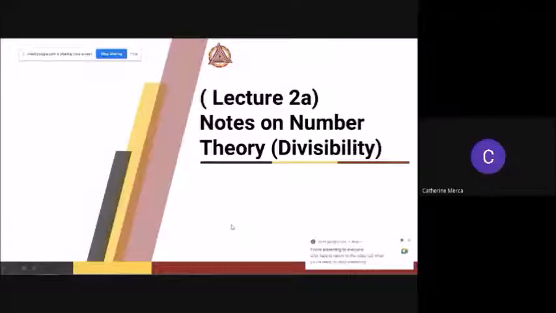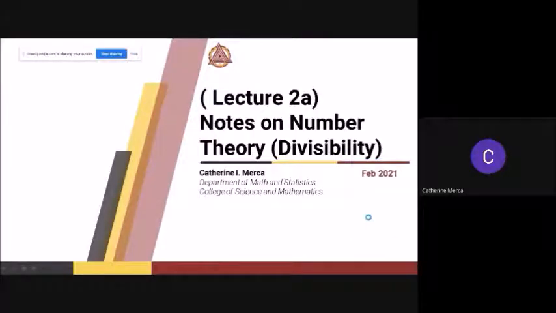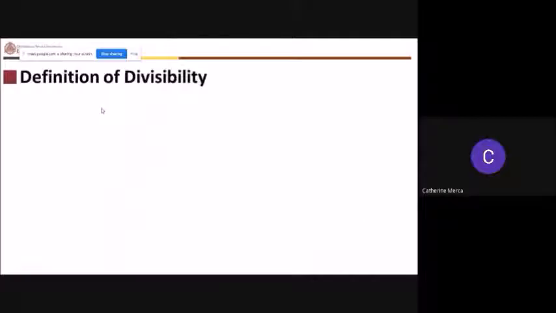This is the first part on divisibility. So we first define what divisibility is. For those of you who already know about it, it will just serve as a review.